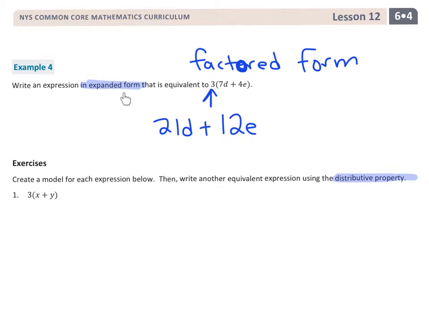So the expanded form that's equivalent is 21D plus 12E, which is 21 times D plus 12 times E. And then I can take a 3 out of 21 and 12, which is where this came from, and that leaves me 7 Ds and 4 Es.